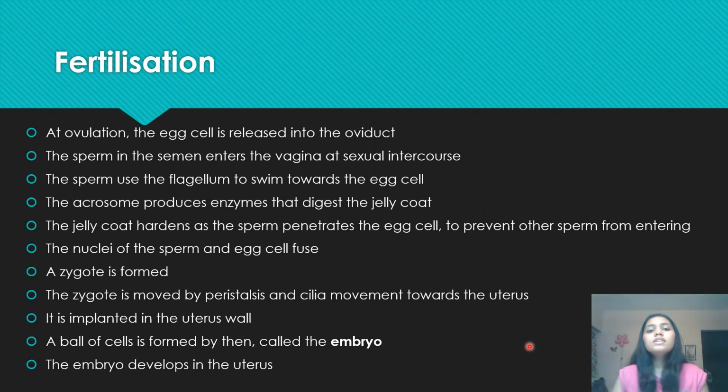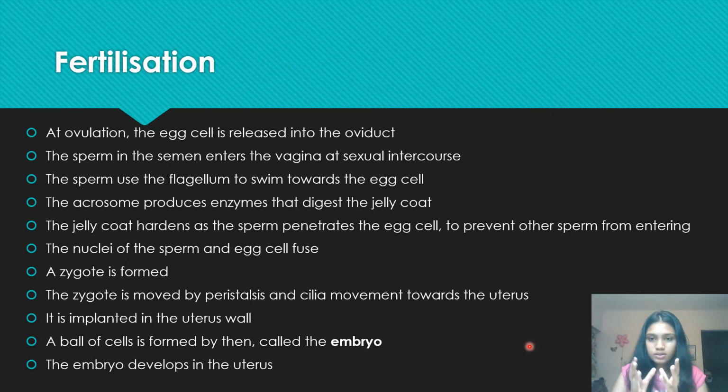So as you can see, this is all happening in the oviduct. Fertilization took place in the oviduct. Then the cilia, which is the hair-like projections in the lining of the oviduct walls, contract, move forward and backwards to push the zygote towards the uterus. Okay. Then this structure, this ball of cells, is implanted into the uterus wall.